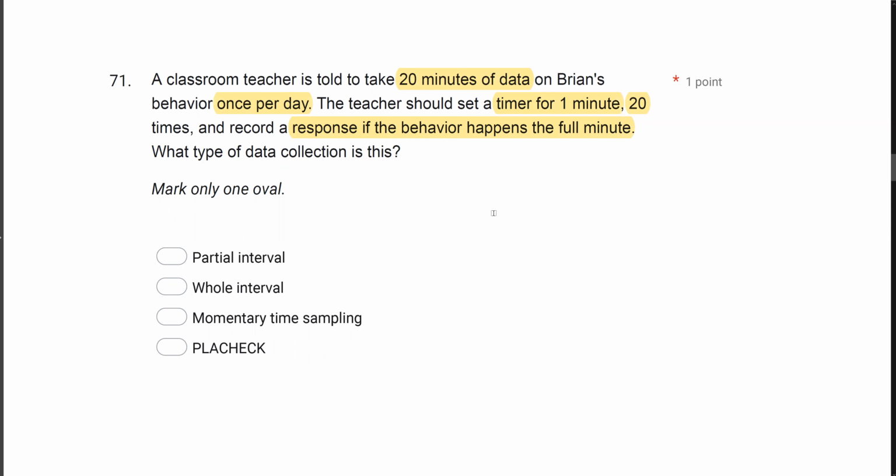Momentary time sampling, the behavior would have to occur at the end of the interval, so at 1 minute. And PLACHECK, planned activity check, is the group version of momentary time sampling. Works the same way, but functions in a group setting. So we know we're using discontinuous. We know we have an interval procedure. And then we ask ourselves, well, how long does the response need to occur? Well, it has to happen the full interval. So what type of data collection is this? Well, B, whole interval.